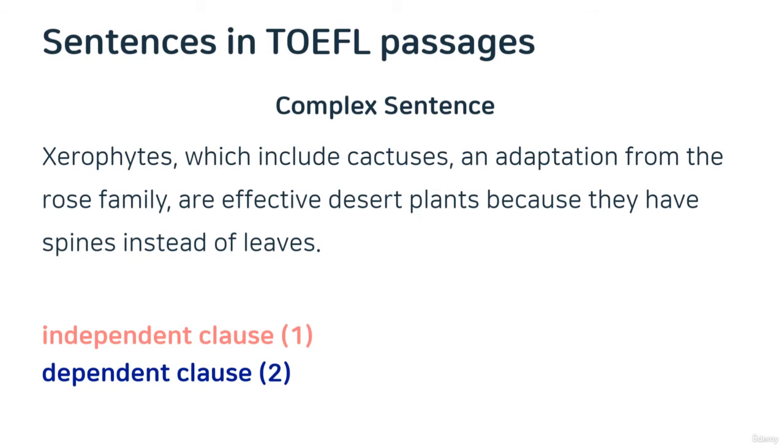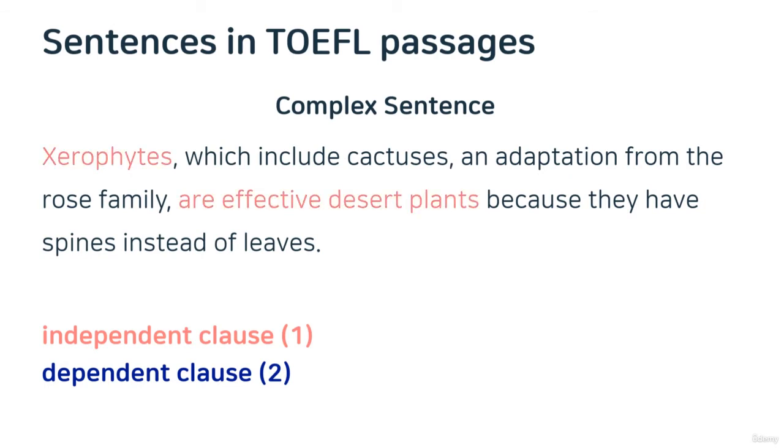Xerophytes, which include cactuses, an adaptation from the rose family, are effective desert plants because they have spines instead of leaves. This sentence is a complex sentence, and it contains 1 independent clause and 2 dependent clauses.